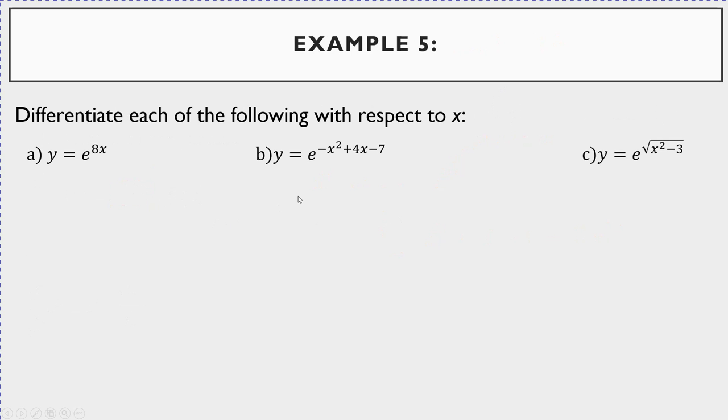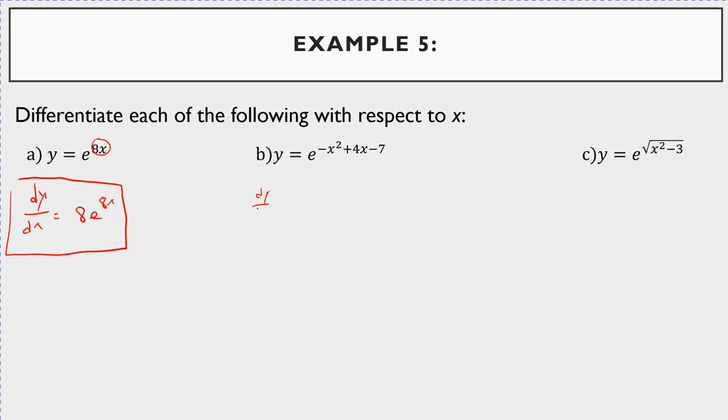All right, let's do 3 quick examples here. Pretty straightforward. Let's differentiate each of the following with respect to x. So here, dy dx. I'm going to do this a little bit differently. First thing I'm going to do is look at the exponent. What is the derivative of the exponent? The derivative of 8x is 8, and then you're just going to rewrite this as e raised to the 8x. So take the derivative of the exponent and then multiply by e to that power again. And that's it. That's all you have to do.